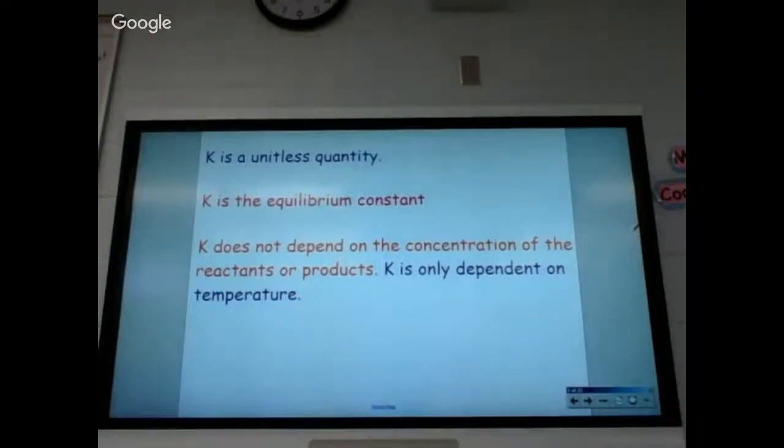If they're giving you a temperature, where will K be? On the number, at the end. So if they say K equals 212, they're telling you the equilibrium constant is 212, not the temperature. K does not depend on the concentration of the reactants or products. K is only dependent on temperature.